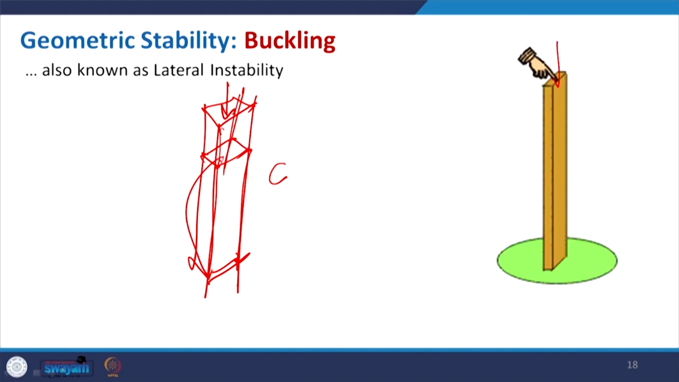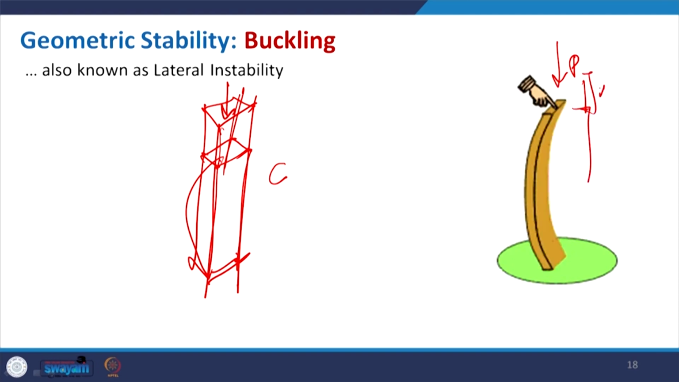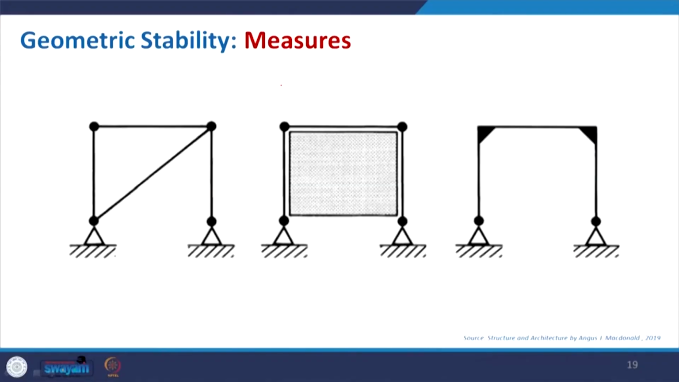So, here you put the pressure. What is happening is it is getting shorter in height. So, there is a change, and then finally the bending. So, this is another problem that makes your structure unstable, and this particular buckling is also referred to as lateral instability. Now, what are the ways to protect it?